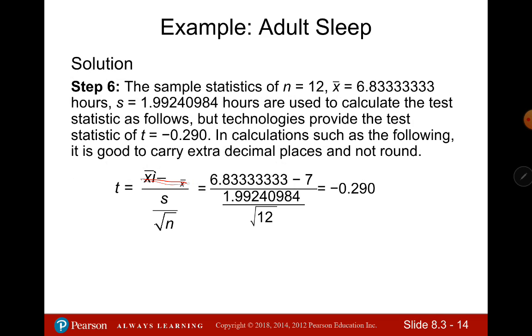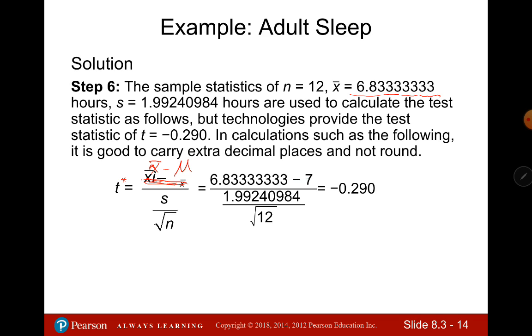So the numerator should be x bar minus mu. So this is the correct test statistic. I'd like to put a star here, to show me this is the test statistic. So we know this is the correct formula to get the test statistic. Let's check the top. The first value is the sample mean. So we know the sample mean is from the sample. So here we have this 6.83.